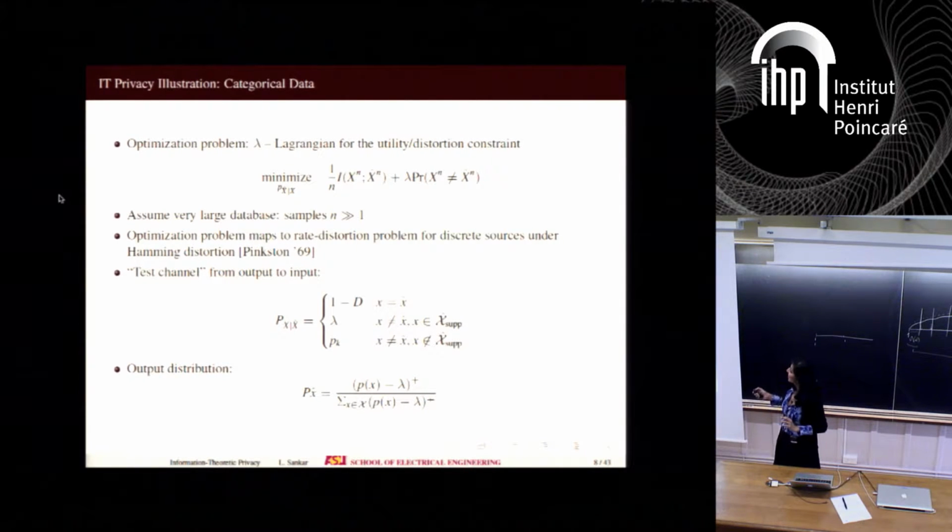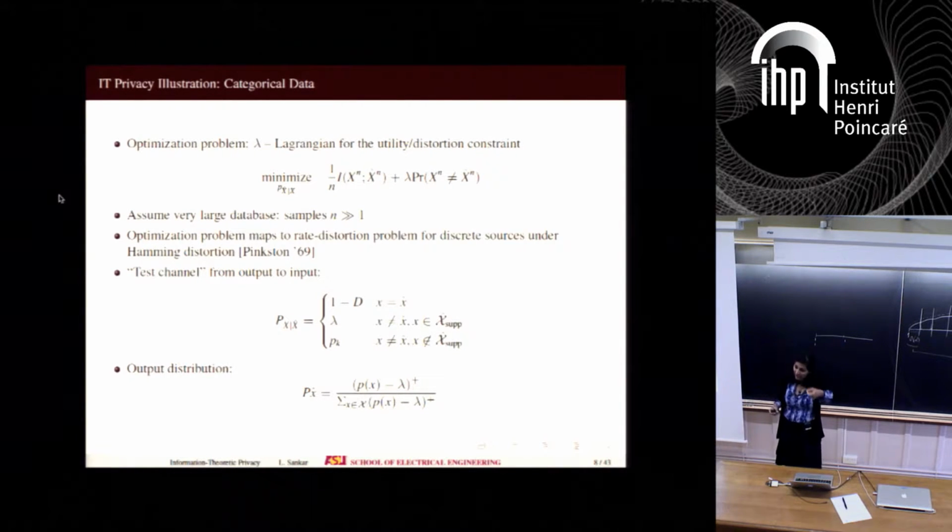Hang on a second. All right, so here's my minimization problem, and it turns out if you assume very, very large databases, n much greater than 1, law of large numbers kicks in, and I can do all the cool things that Shannon did, and basically it simplifies to single letter optimizations. And here's the solution I want you to take away. There seems a lot of math here. Effectively, the output distribution is going to only preserve those inputs.